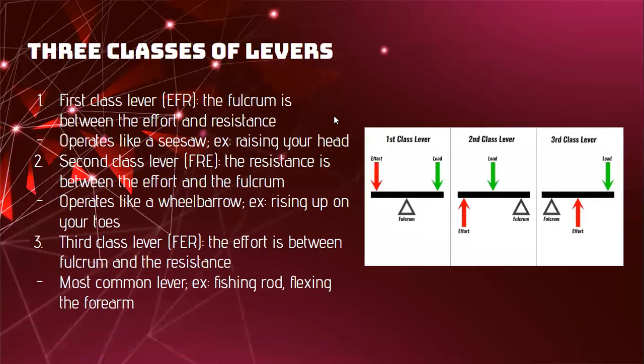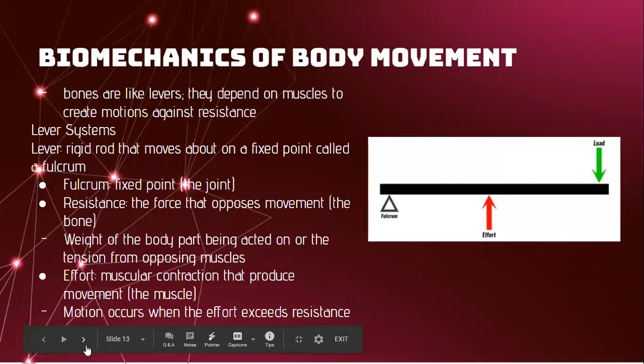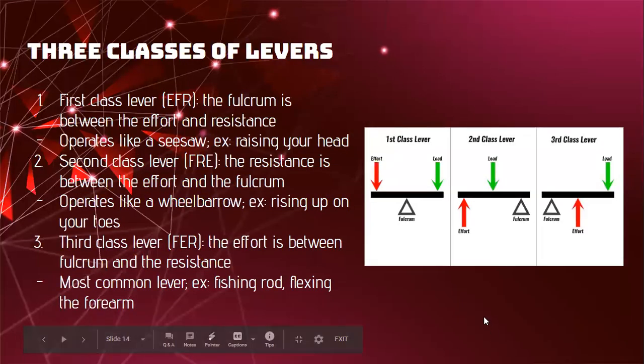There are actually three classes of levers. We just discussed a basic one right here, but there are three classes. They're pretty self-explanatory: first class lever, second class lever, and third class lever, but there are differences between all of them. In first class levers, the fulcrum, the fixed point, the joint, is between the effort and the resistance. So it's right in the middle.